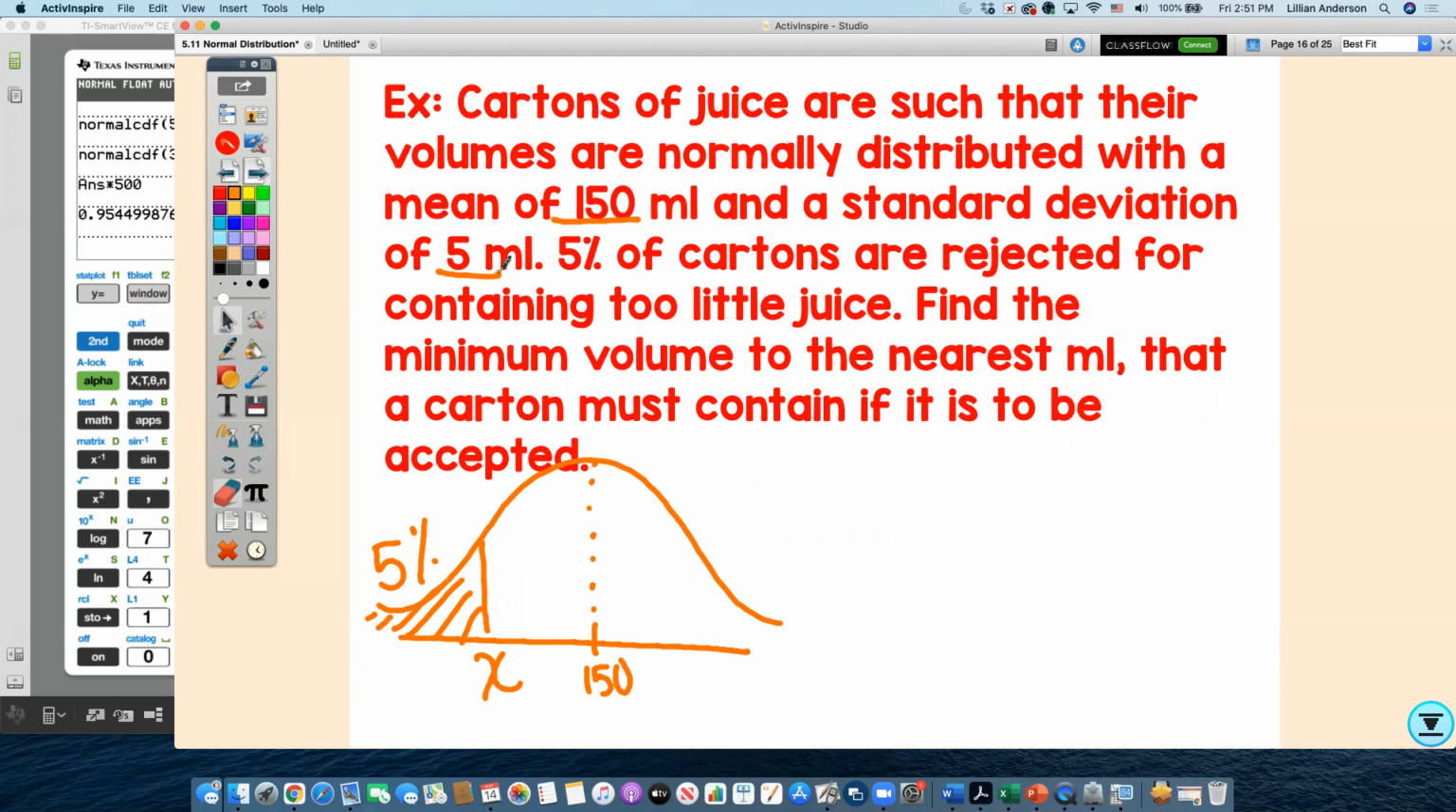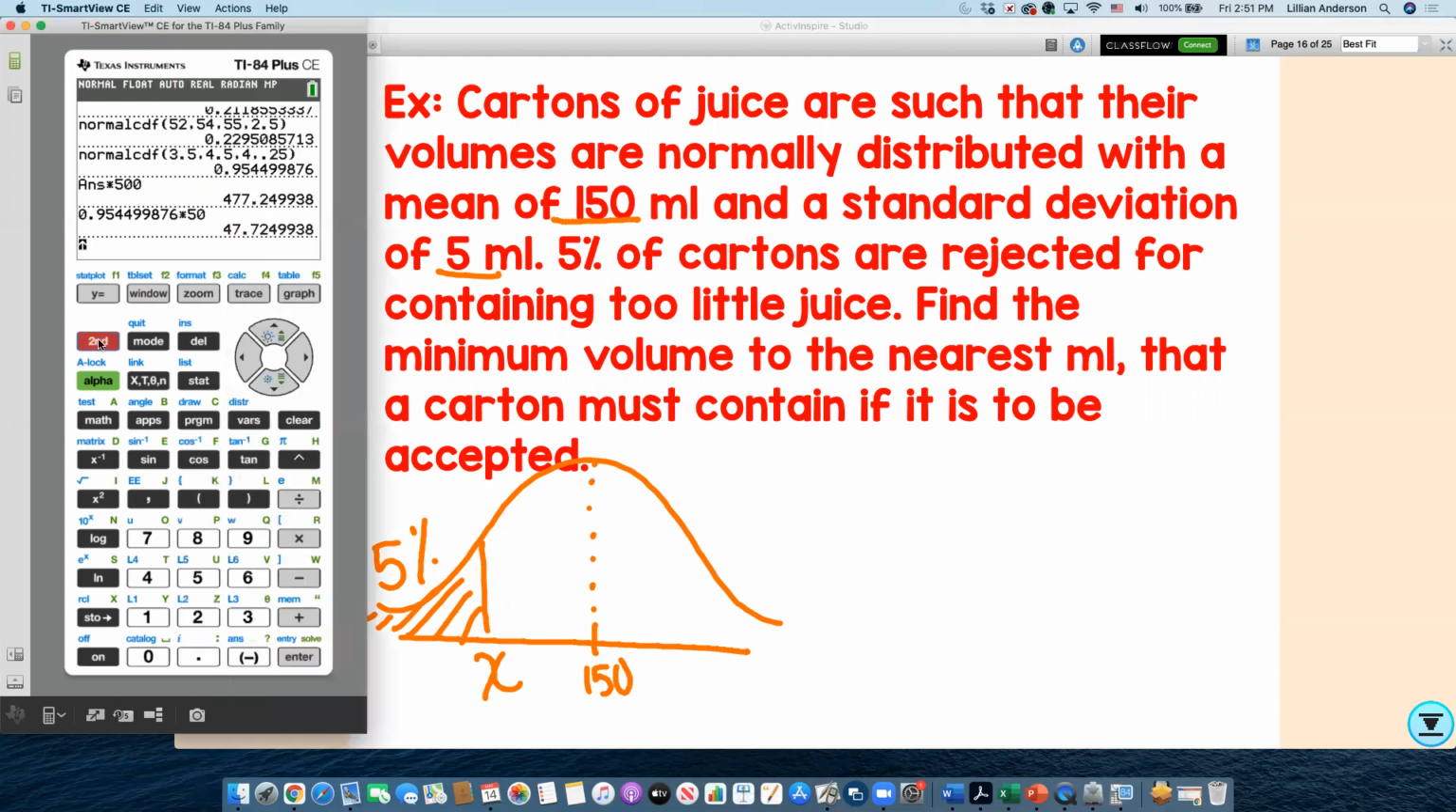Where do I go to get inverse norm? I go back to second vars. This time I go to option 3, inverse norm. Does anybody's calculator not look like this when you go to second vars, option 3? Does everybody have a tail? That's the main question.